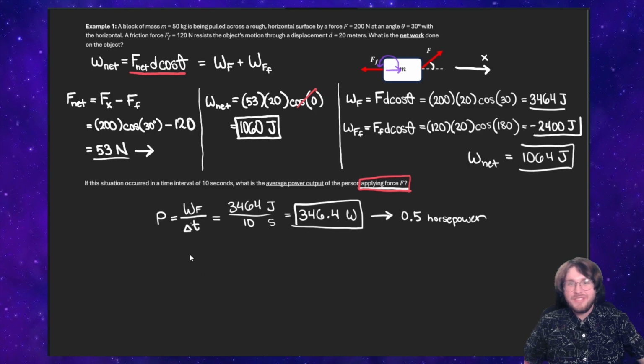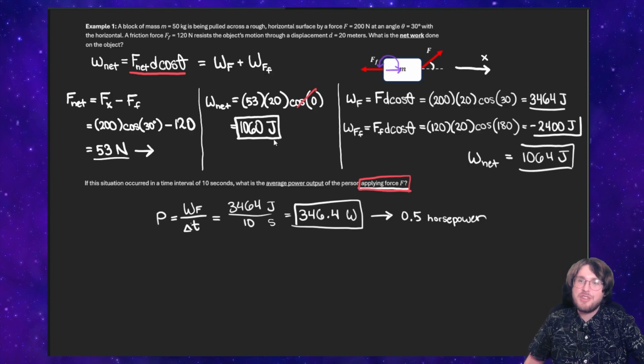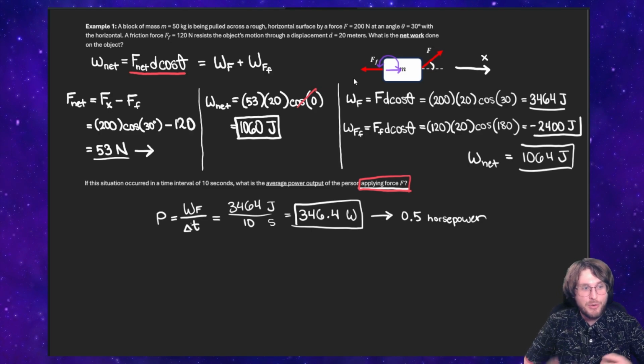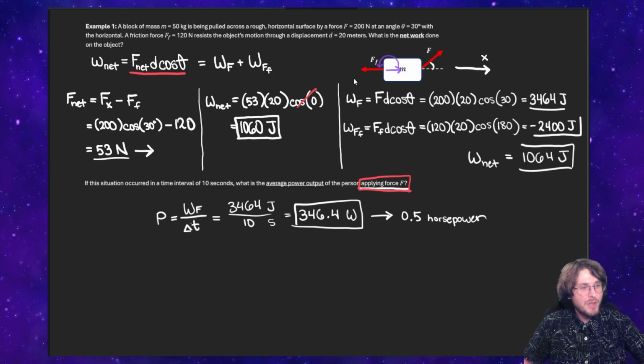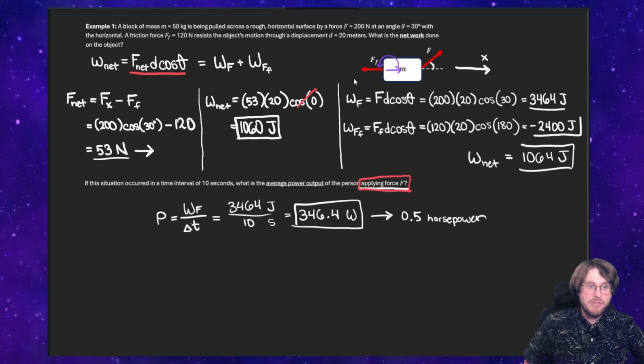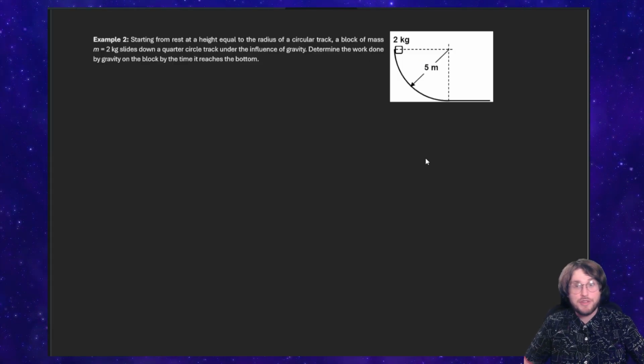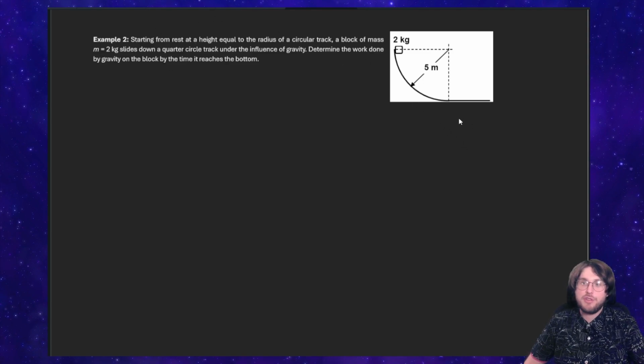All right. So this problem is just kind of nice for reminding yourself about picking out works for specific things as opposed to always just a net work. And so on this next problem, we're going to take a look at gravity specifically. This one looks rather intimidating on first glance. We have a block that's starting from rest at a height equal to the radius of a circular track right here.